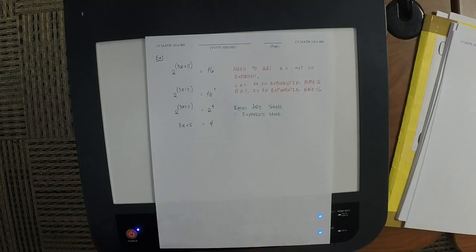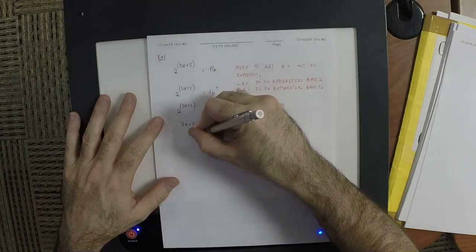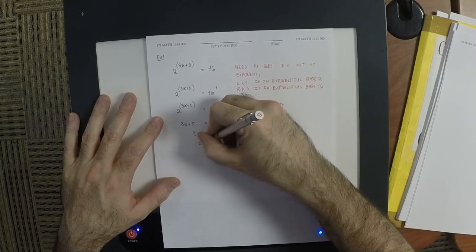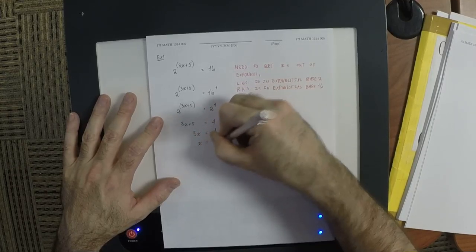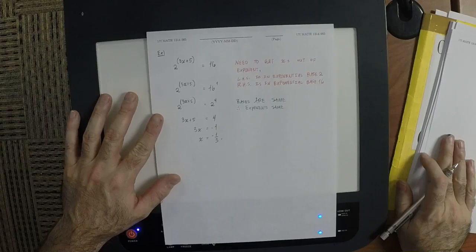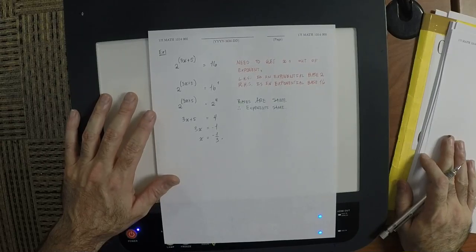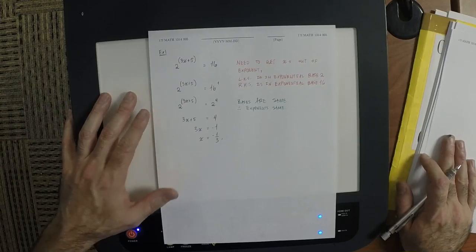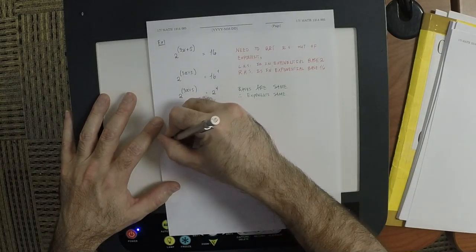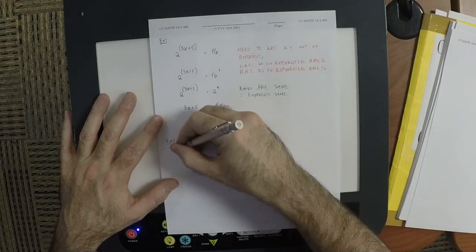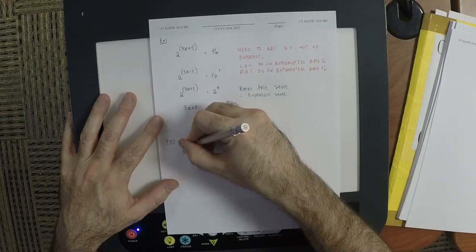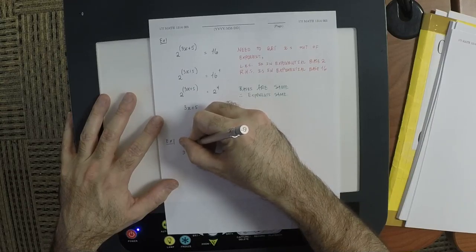So now the next equation is 3x plus 5 is 4. This is something you probably could have solved before this course even started, so let's just do that quickly. 3x is negative 1, so x is negative 1/3. Any question about it? Is this okay? All right.